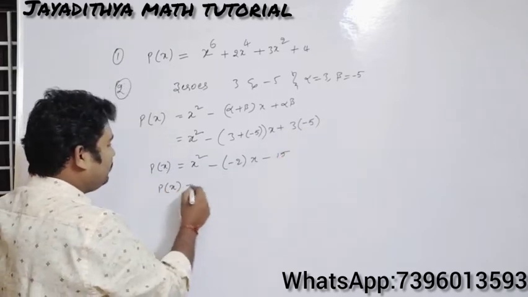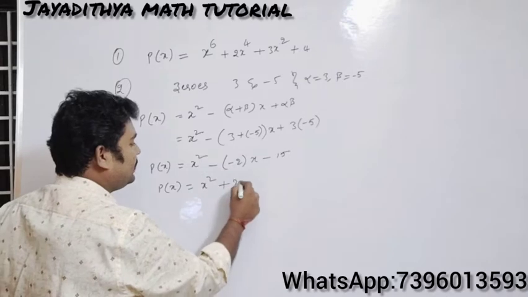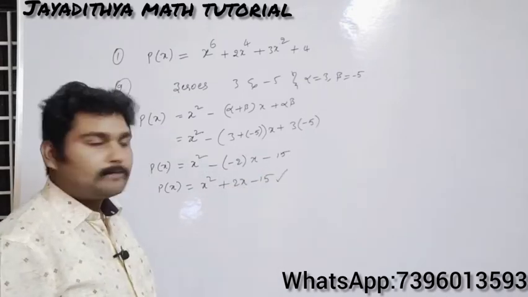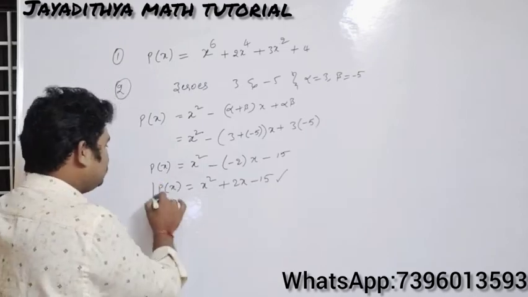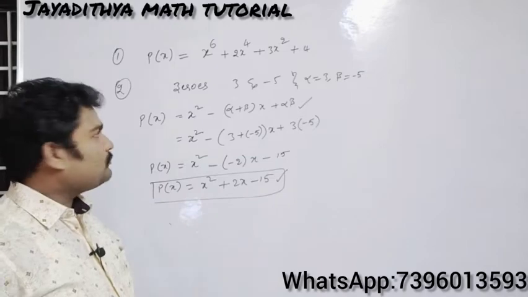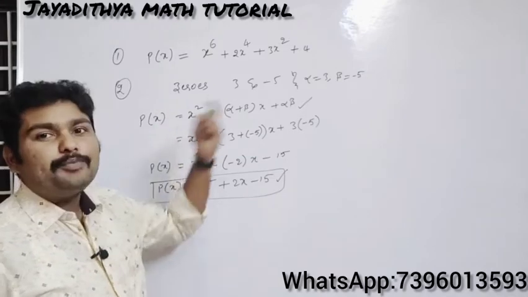So what is now P of x? The final answer is x square plus 2x minus 15. That's your answer. Clear? So this is a simple question, but you should remember the formula. Sometimes the question will be like this also: sum and product of zeros.